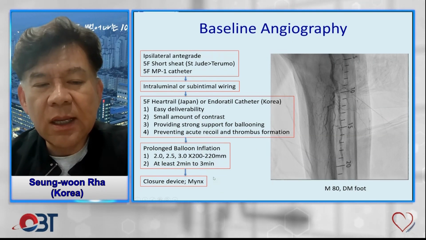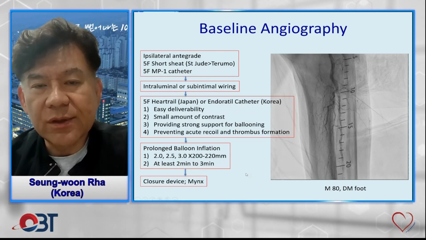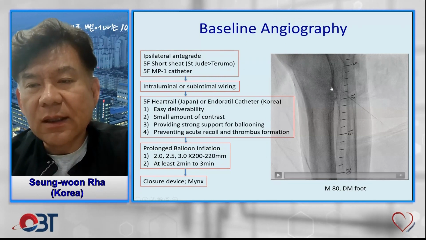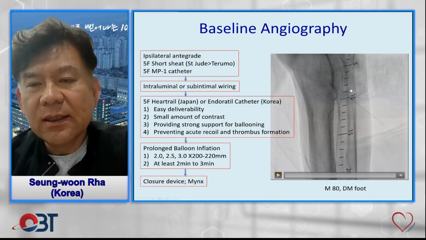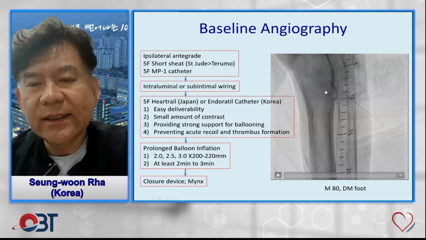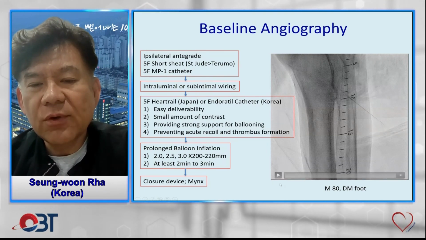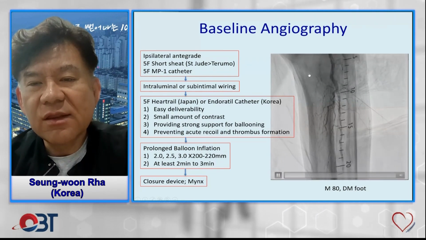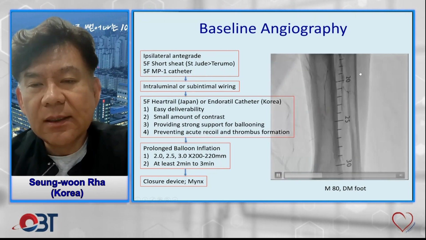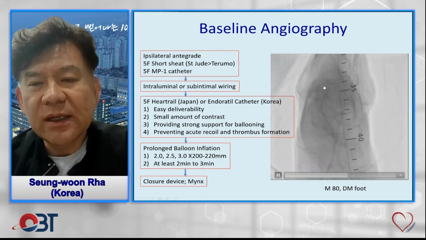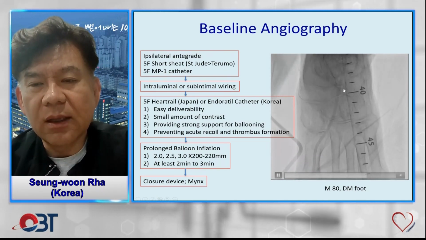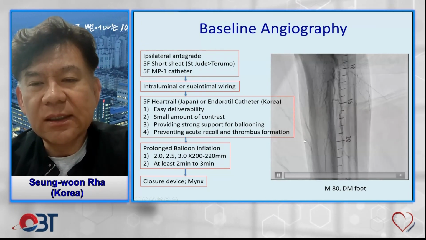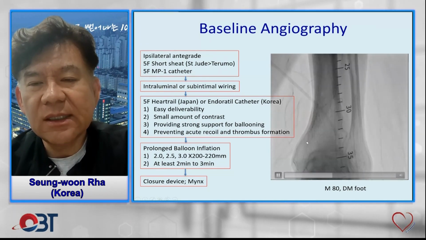And the external closure device with the wings closure is usual practice. As you can see, another CT angiography or the fluoroscopic or rotating angiography, you can see some fluoroscopic calcification marker and the symmetricity or the floppy and some spotty calcification and the contrast some island. You can see many clues from the CT or from the angiography.